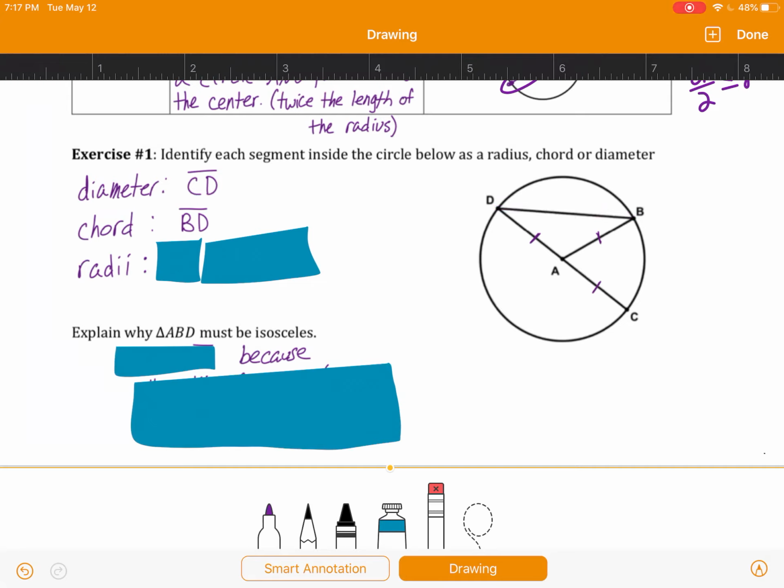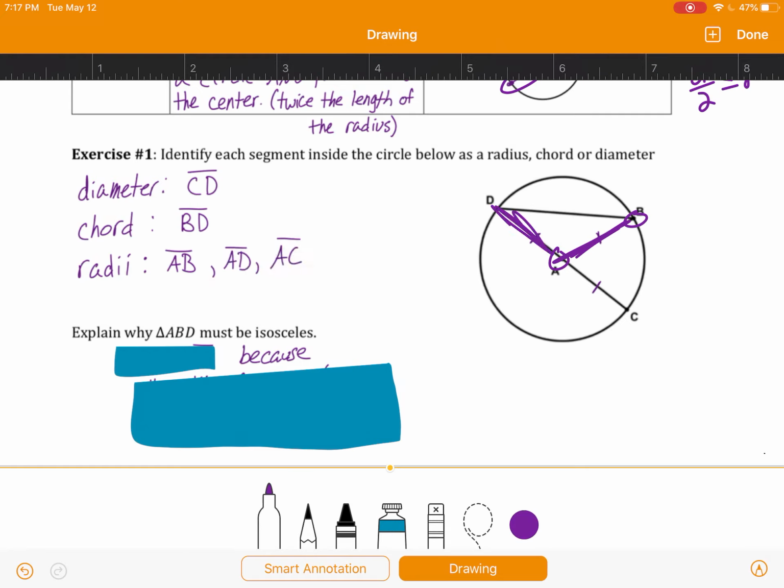And then for the radii, the one that you probably noticed first is AB, because it goes from the center to a point on the circle. So A is the center, and a point on the circle is B. But we also have the 2 radii in the diameter. Okay, AD and AC are also radii. And since those are all radii, that means they're all congruent. So that's what these little marks are here for. They're all the same length. We don't know what that length is for this circle, but we know that they all have to be the same.